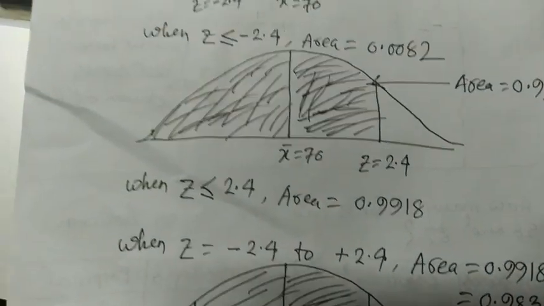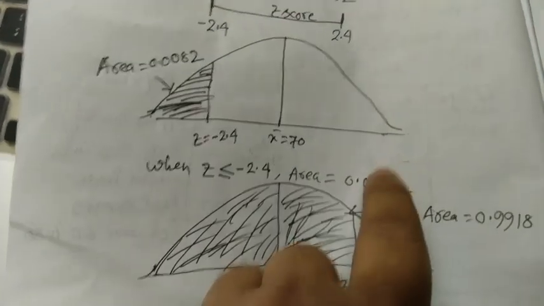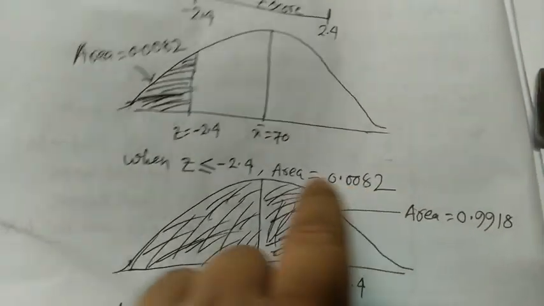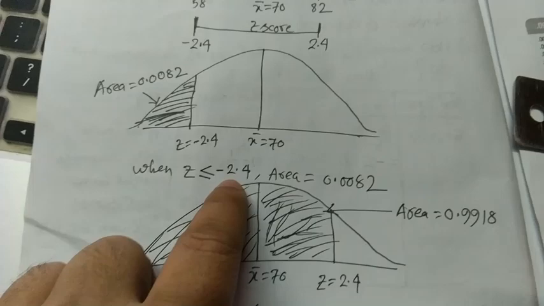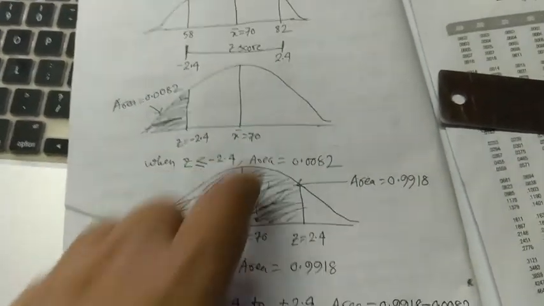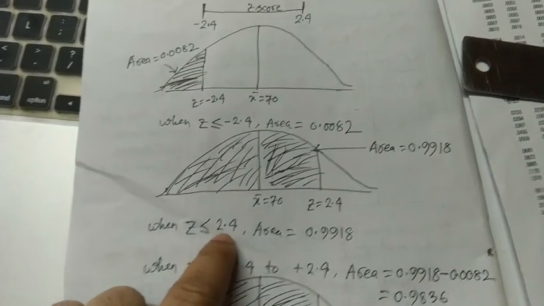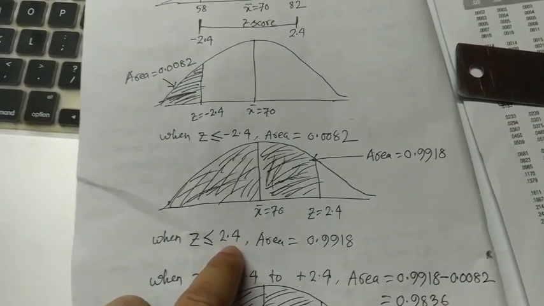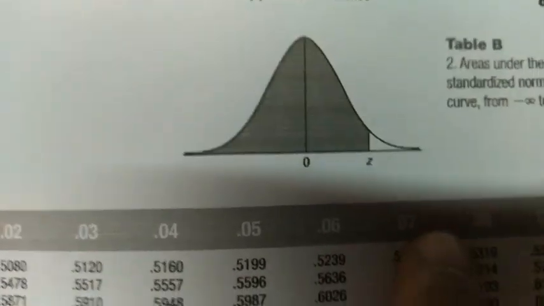So let us put the value there. So this area is 0.0082 for a Z value of minus 2.4. Right. So now we will go for the positive Z value, that is 2.4. When the Z value is positive, that means in that case we will have to use the table where the values of Z are all positive.